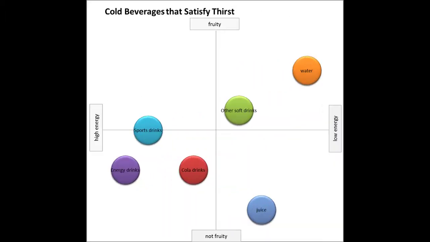The second positioning tree is going to be for beverages, and the purchase attributes that they're comparing are high fruity flavor to low fruity flavor and high energy drink to low energy drink. And these are factors that we consider when we're thinking about getting a cold beverage. So take a second and look at that positioning tree.